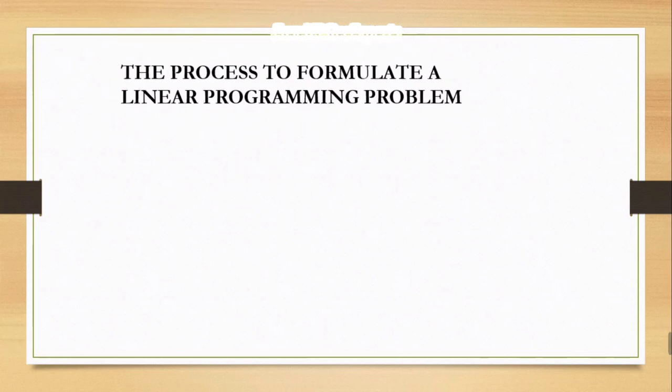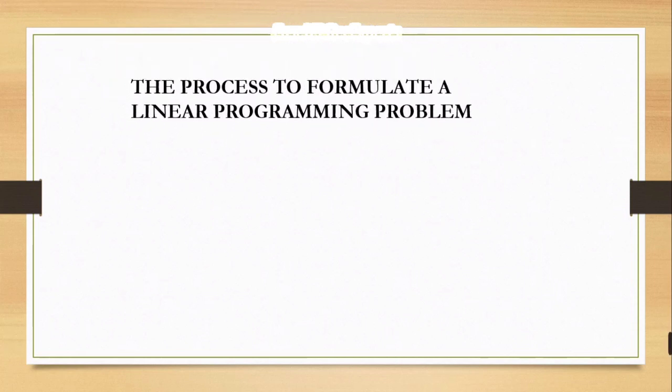Next is the process to formulate a linear programming problem. First, we are going to identify the decision variables. The decision variables will decide the output. It gives the ultimate solution of the problem. For any problem, the first step is to identify the decision variables.